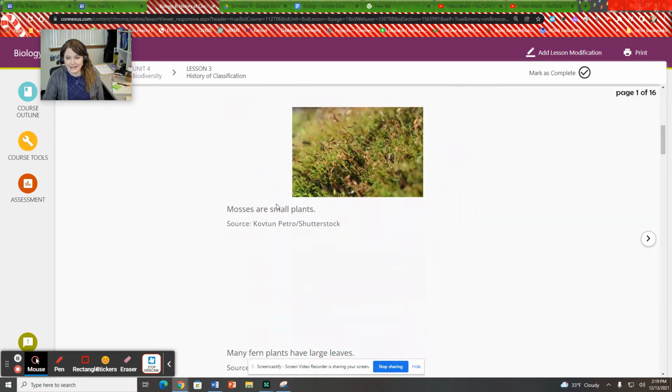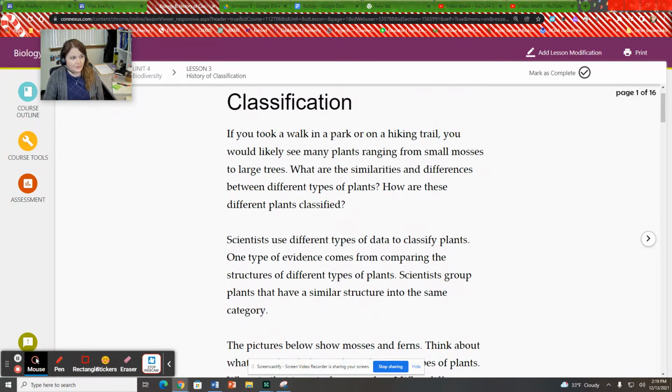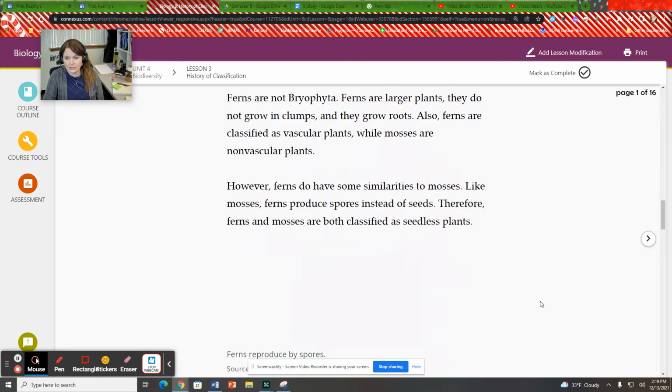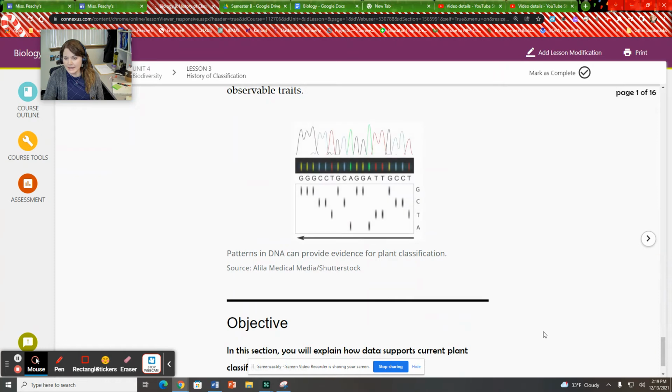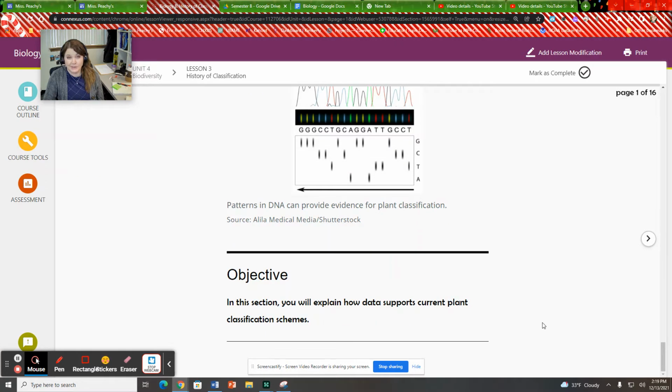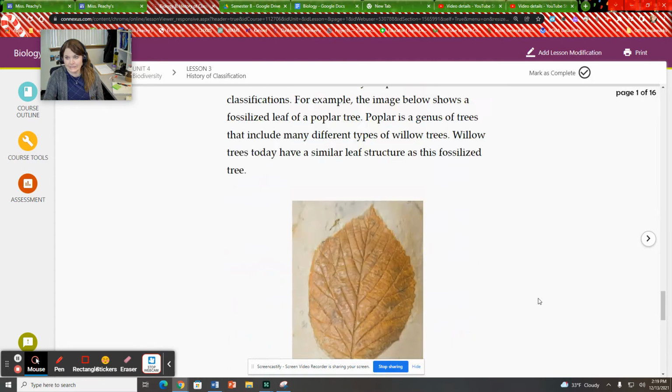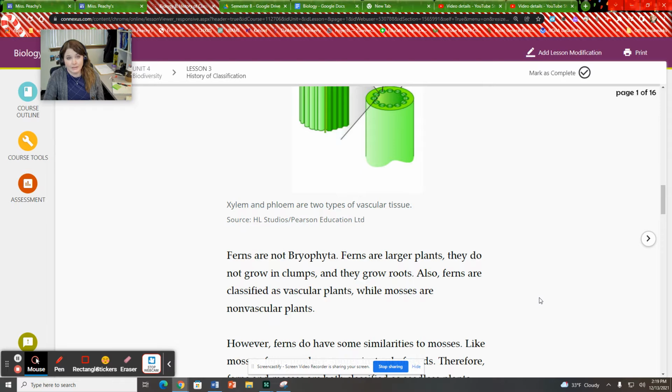So there is not a slide to start with any kind of overview of vocabulary or key terms. It does talk a bit at the beginning, if you scroll to the bottom of this slide, about the objective of this particular page. And it says, in this section, you will explain how data supports current plant classification schemes. So again, we're talking about classification.